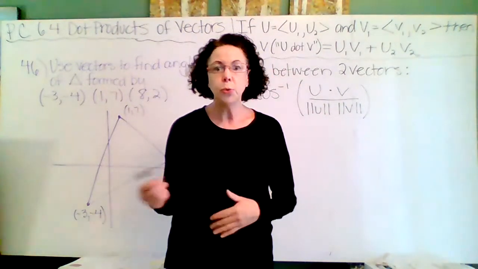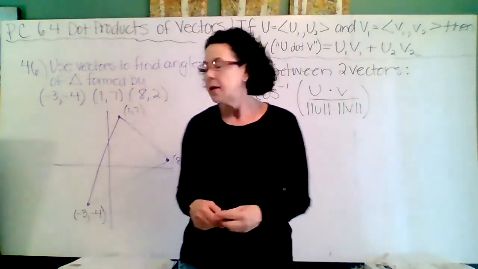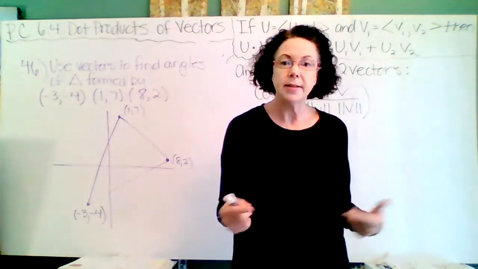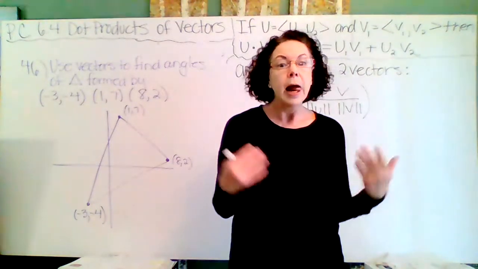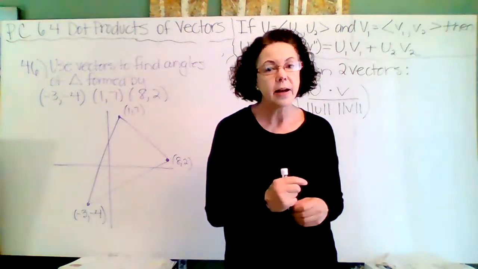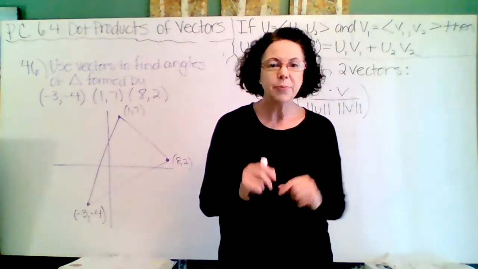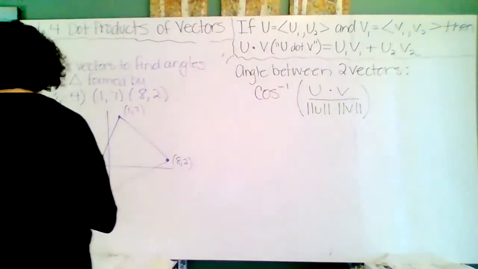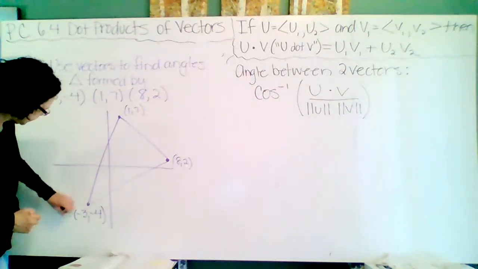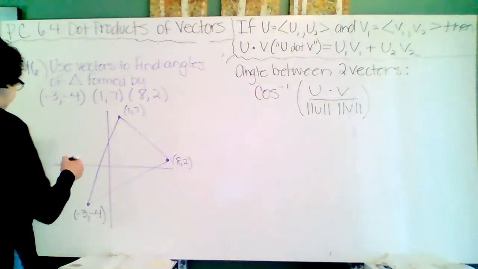Of course, you only need to do this twice to find 2 angles because then you could do 180 minus those 2 to get the last one. I'm going to do all 3 angles for practice and to show you that they add up to 180 except for maybe some rounding. So let's first find this angle here at the vertex -3, -4.